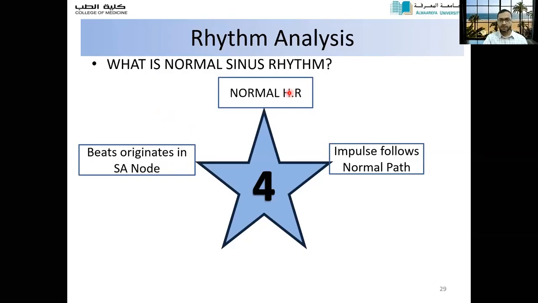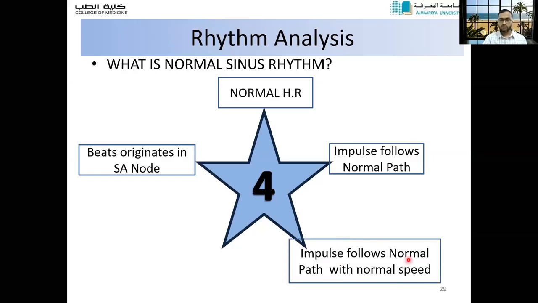Third condition is after originating in the SA node with the normal rate, it should follow the normal path. What is the normal path? From the SA node, it should depolarize the atria first through the internodal fibers, then reach the AV node. And by crossing the AV node, it reaches the bundle branches in the interventricular septum, and then crosses through the Purkinje fibers and spreads through the rest of the ventricle. This is the normal path. So normal path with normal speed.